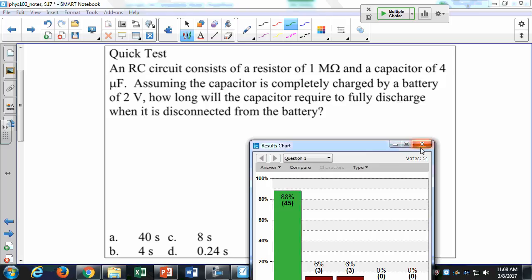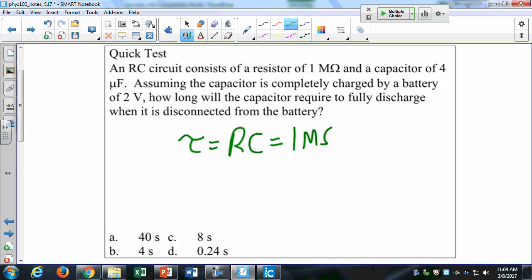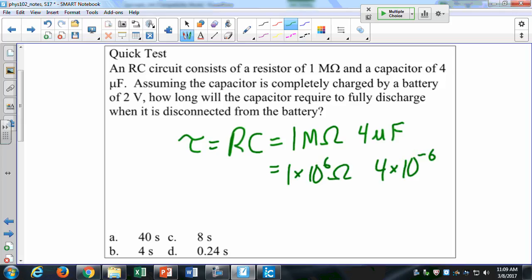Okay, good. A is the right answer. It seems more complicated than it is, really. You want to solve first, find the time constant. Tau is equal to RC. That's 1 megohm times 4 microfarads. I can write these out. That's 1 times 10 to the 6 ohms, 4 times 10 to the minus 6 farads.